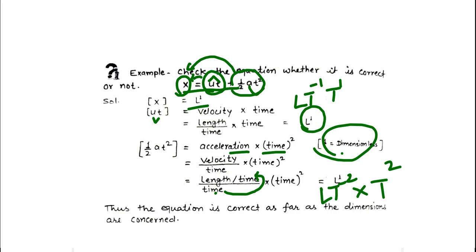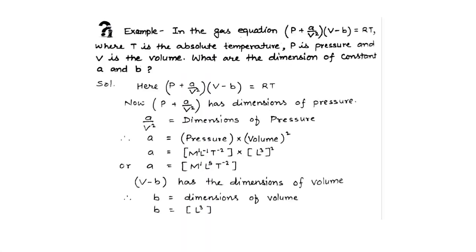We have another question to solve. Here is a gas equation given by P plus A by V square, multiplied by V minus B, is equal to RT, where T is the absolute temperature, P is the pressure, and V is the volume. Here we are asked to find out the dimension of A and B. V is here volume, not velocity.